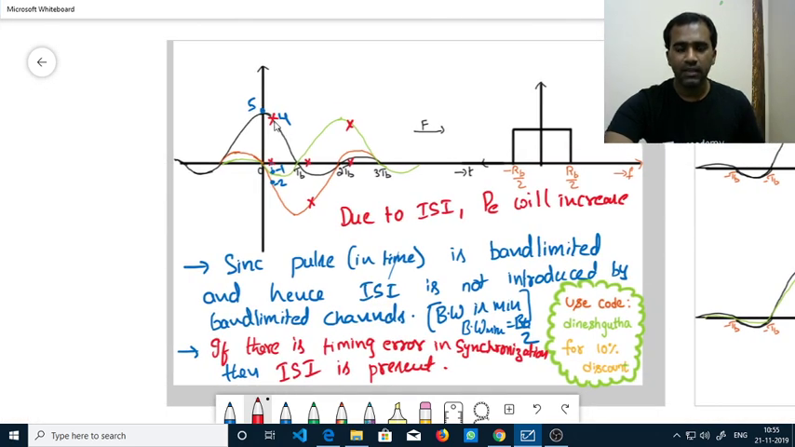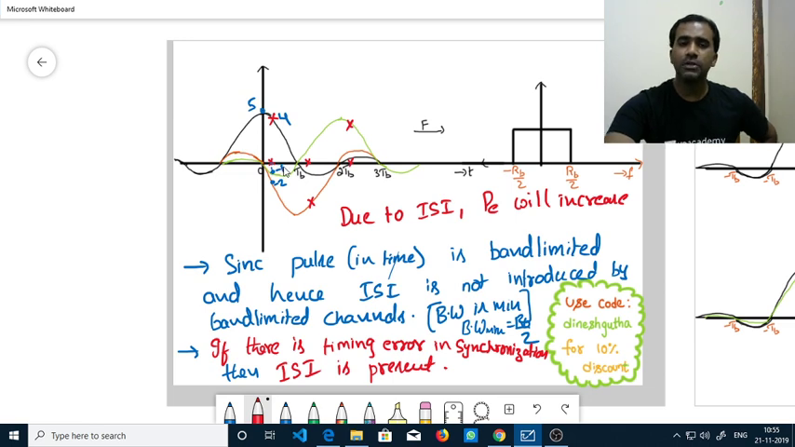So if you observe, there are errors. If there is a timing error, then definitely you're going to get ISI from the side lobes. So mostly the side lobes. From the fourth pulse also, the side lobe will introduce ISI here.